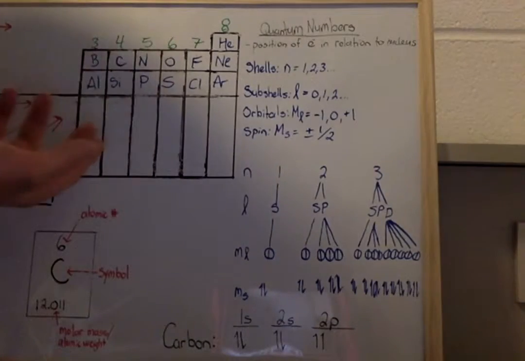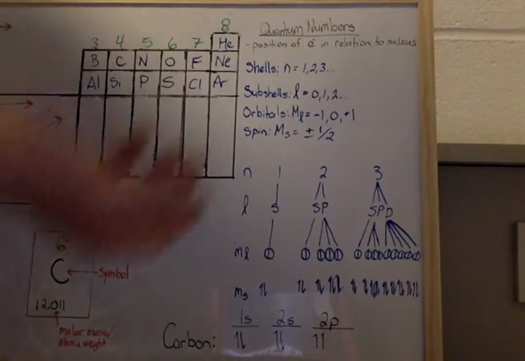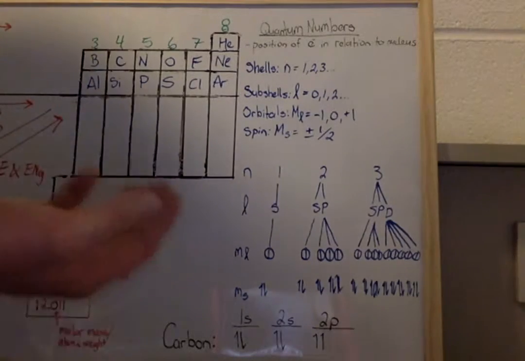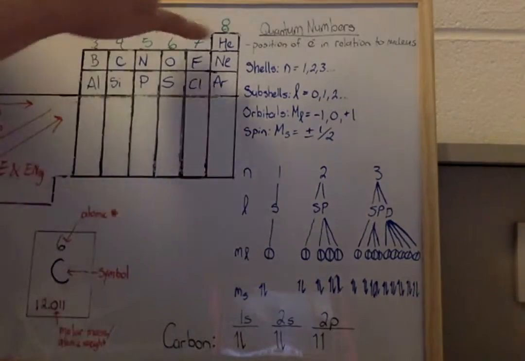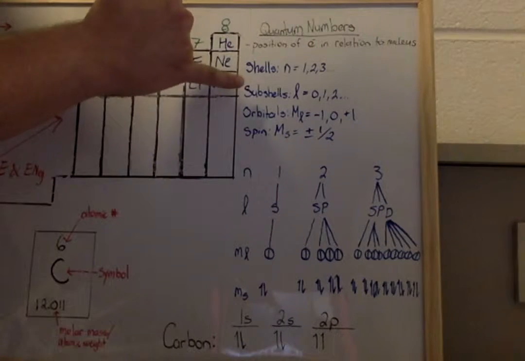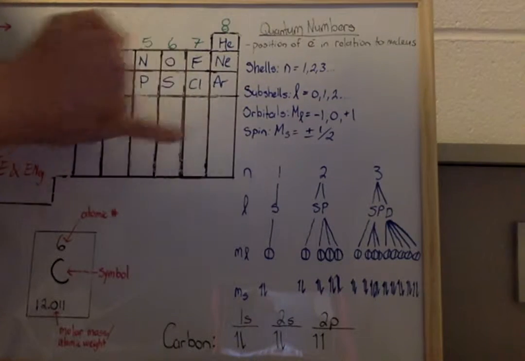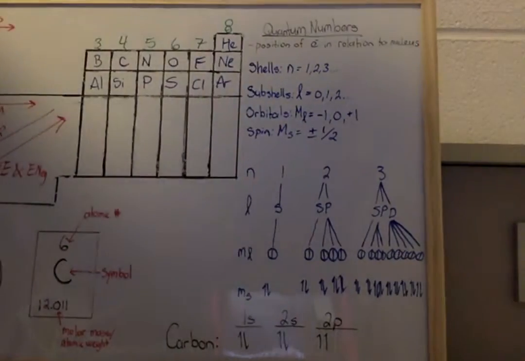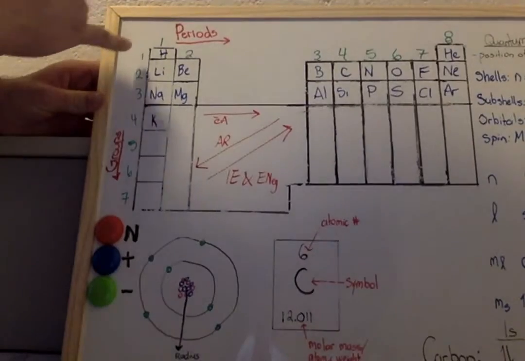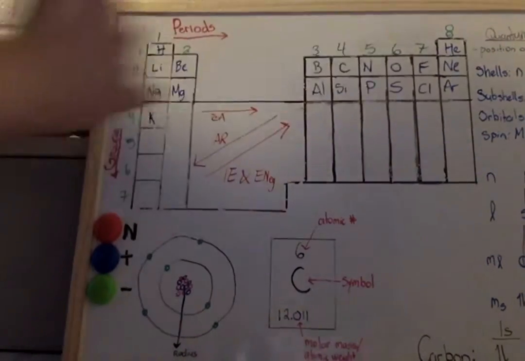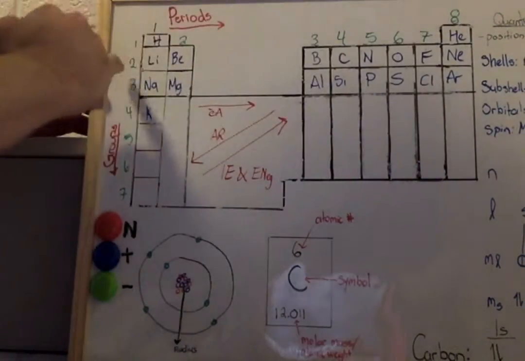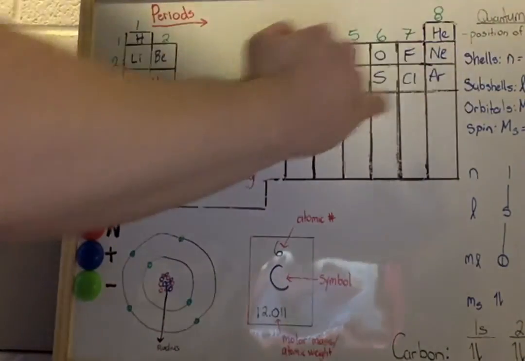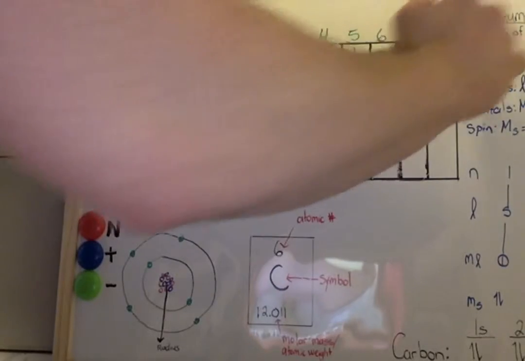In regards to quantum numbers, these are referred to as the position of an electron in relation to the nucleus. So to describe these positions of the electrons, we use shells, subshells, orbitals, and spin. Shells, which we give the letter N, typically refer to the group number that the element falls on. So for carbon, our group number is group 2. Therefore, we would give carbon a shell N value of 2.